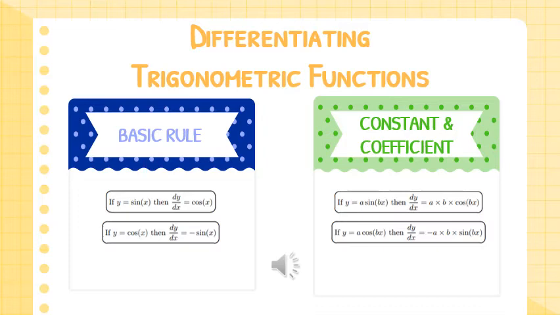And the other one, when we have a constant multiplying the trigonometric function and a coefficient multiplying the x, it becomes y equals a, the constant, sin b, the coefficient, times x. Then the differentiated equation becomes dy/dx equals a times b times cos bx. And if y equals a cos bx, then dy/dx equals negative a times b times sin bx.